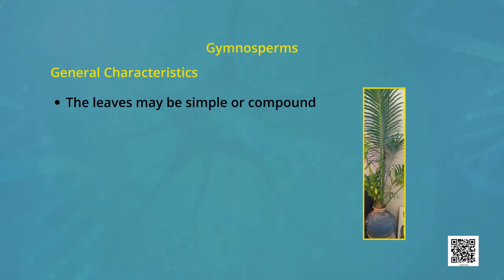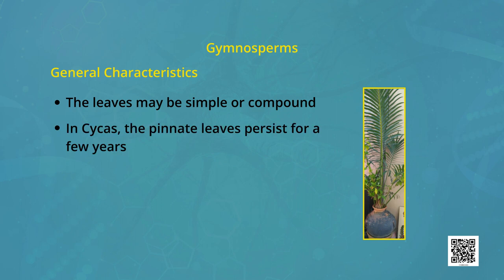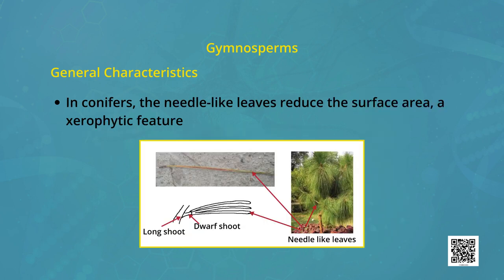We also find variety in the type of leaves. They can be of simple type or of compound leaf type. In Cycas, the leaves are pinnately compound. They are thick and leathery and have thick cuticle. These leaves remain on the tree for a few years. In conifers such as Pinus and Cedrus, the leaves are needle-like, which is a xerophytic feature.